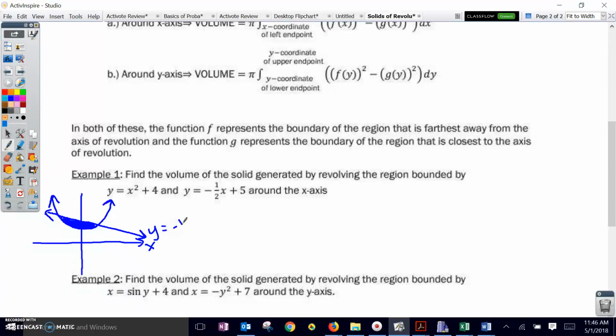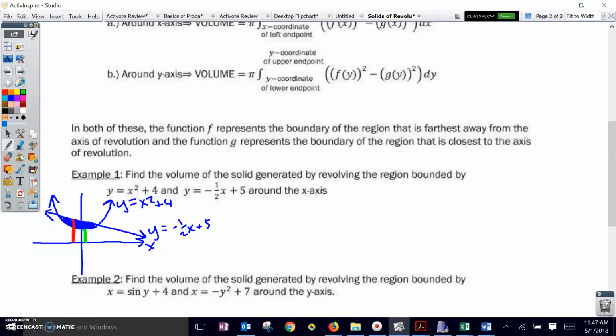Okay, so since we're going around the x-axis, we want our radii to be perpendicular to the axis around which we're revolving, the x-axis. And so if we look at this region, the curve y equals negative 1/2 x plus 5 forms the outer boundary of the solid. And so we want the distance from that boundary to the axis of rotation. And the curve y equals x squared plus 4 forms the inner boundary of any particular slice. And so we want that to serve as the inner radius as we revolve the solid around.